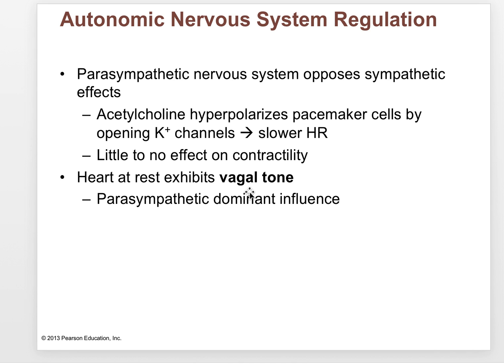The parasympathetic nervous system does the opposite. It opposes the sympathetic nervous system, and therefore slows the heart rate down, but it does not have a significant effect on the contractility of the heart. The parasympathetic innervation is primarily through the vagus nerve. That's the term vagal tone, which has to do with the influence of the vagus nerve.